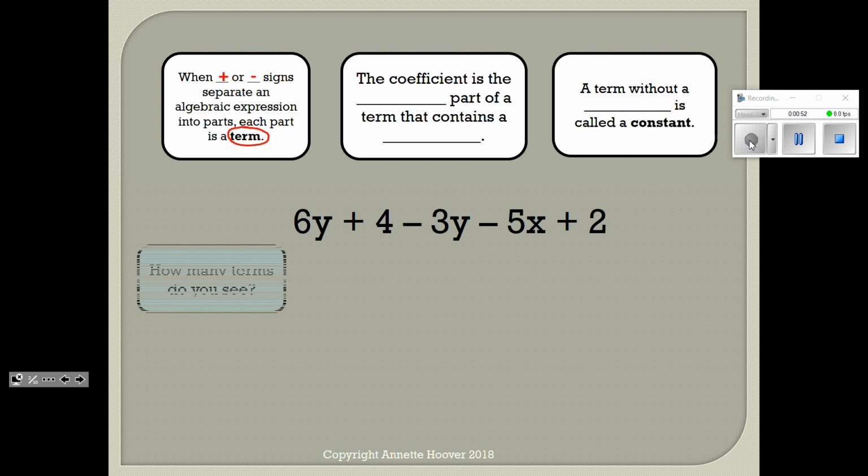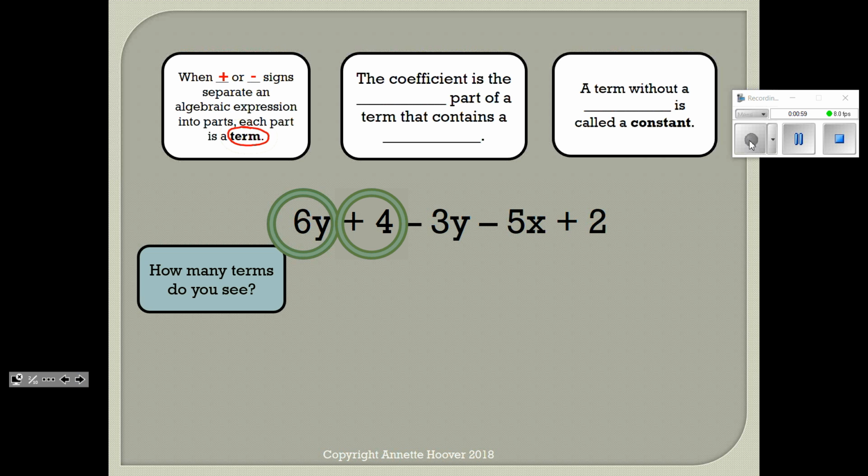So if you look here, how many terms do you see? 6y is a term. 4, which is a positive 4. Look at the sign in front of it. That tells you whether that's going to be positive or negative. We have a negative 3y. We have a negative 5x. And we have a positive 2. So in this expression, there are 5 terms. You can find them by being separated by a plus or minus sign.